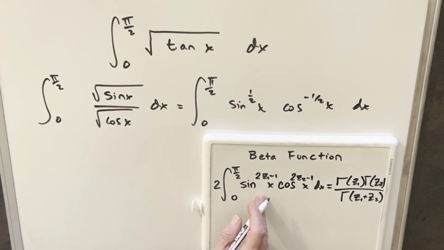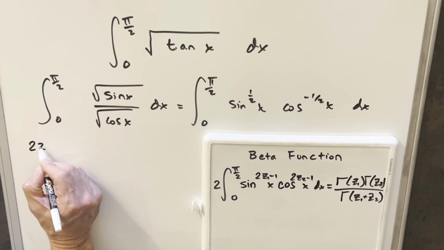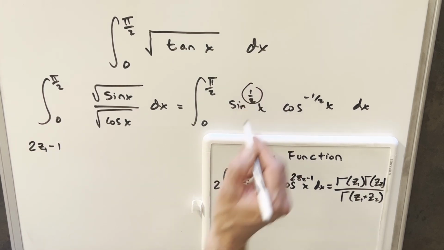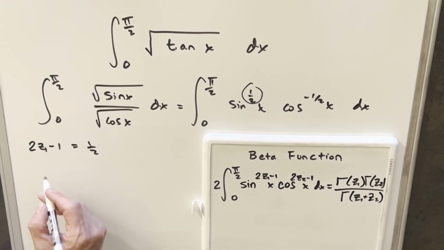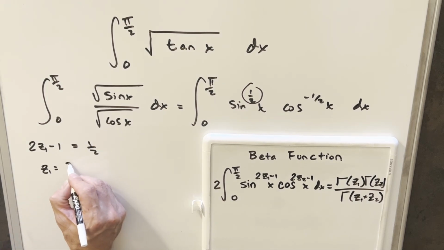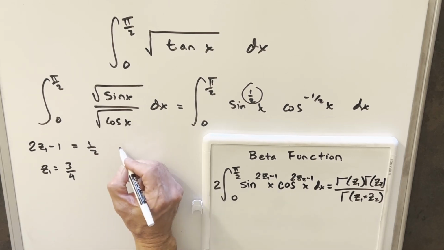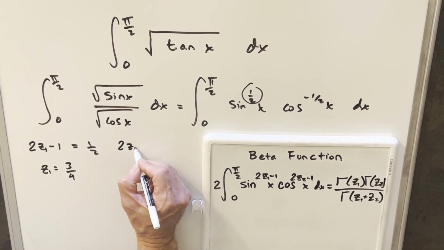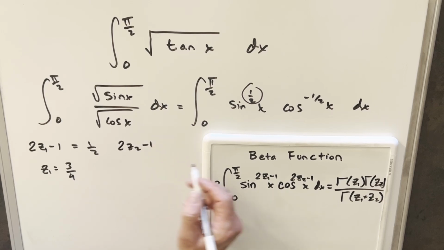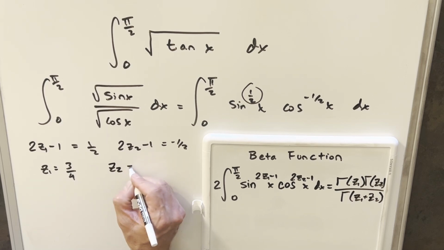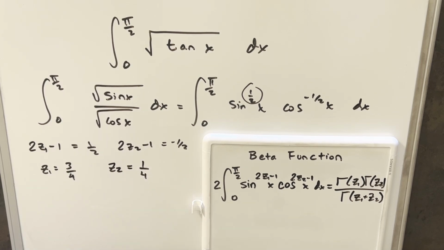So first, the exponent on the sine is in the form 2z1 minus 1, and we have our exponent here of 1/2. Then we can solve for z1, and we find z1 is going to be 3 over 4. Then doing the same thing for cosine, that exponent needs to be in the form 2z2 minus 1, and that value is minus 1/2. Solving for z2, we find that this value is going to be 1 over 4.